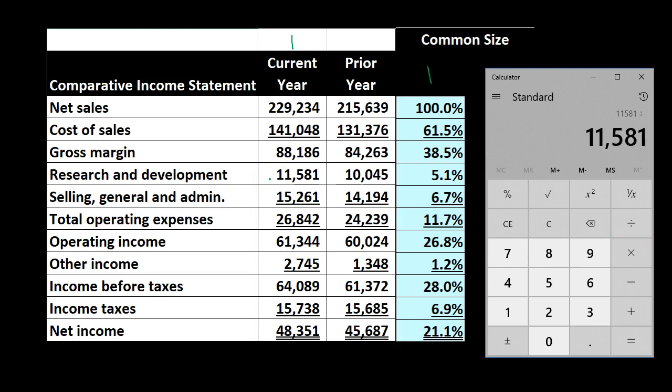11,581 divided by the 229,234. That's going to give us the 5.1%. And we can keep going through this, the 15,261 over the 229,234. And that's going to give us the 6.7%, and so on and so forth. This gives us a relation of every number to, in essence, the total, or the most important number, the sales number.